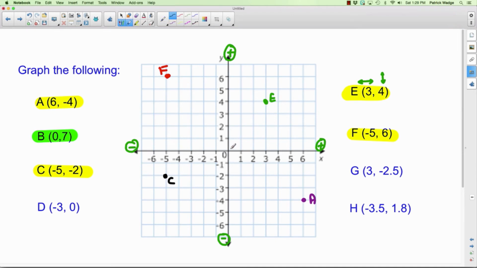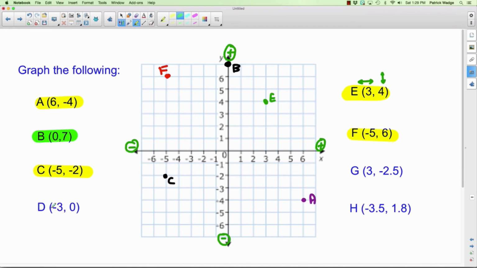So here's what a lot of people do. They go out here and they put their dot right there. That is incorrect because look, the 0 means you're going to go not at all in this direction. You're just going to stay at the origin. Then you're going up 7. 1, 2, 3, 4, 5, 6, 7. This is B right here.